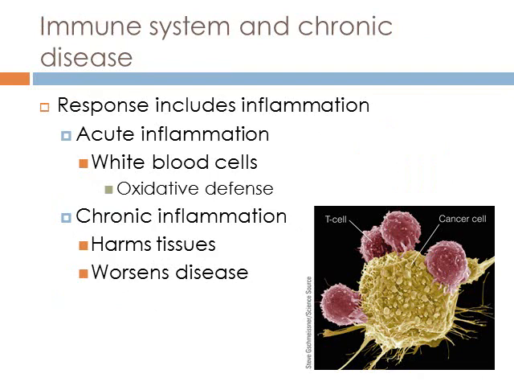So how does the immune system relate to chronic diseases? Whenever there is an infection or an injury, the body responds, and the response includes inflammation. And we can have both acute or chronic inflammation. So acute is short-term and chronic is long-term. In acute inflammation, white blood cells are going to rush to the site of infection, and they're really trying to get rid of whatever is causing the inflammation. So the white blood cells provide this oxidative defense to help heal the injury or wound or whatever is going on. So this is a normal process and it's very beneficial.